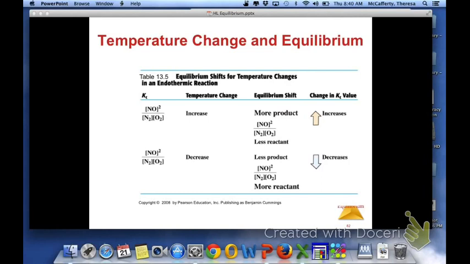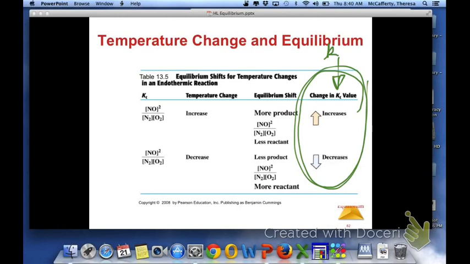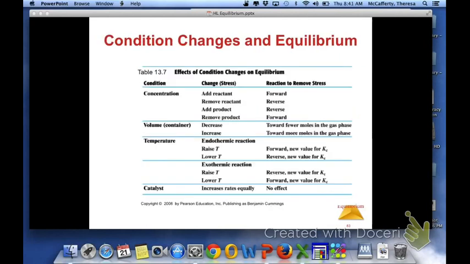The only thing to note is that temperature changes are actually going to change the value of your K, because remember, K, your equilibrium constant, is really related to your rate constant. The rate constant changes with a change in temperature, and your equilibrium constant also changes with a change in temperature. Okay, the other changes, here's a nice summary.